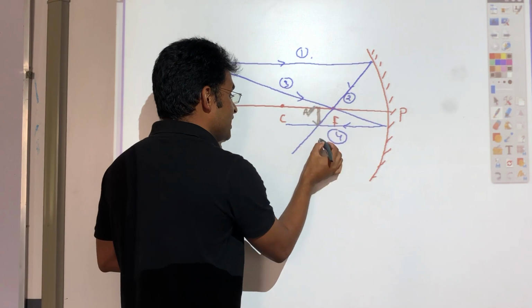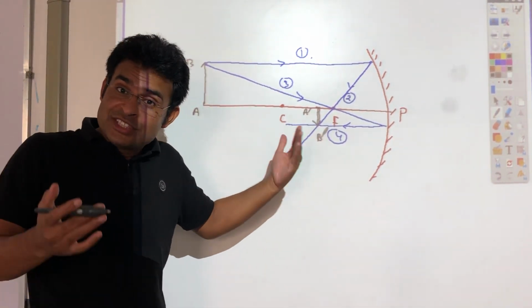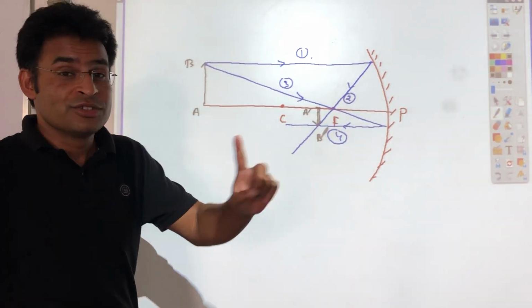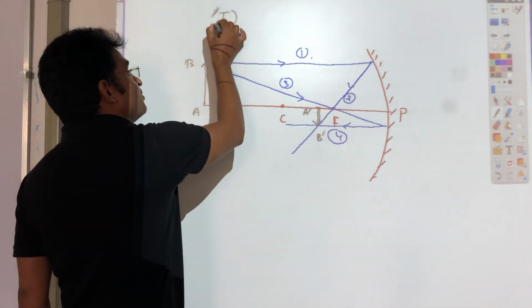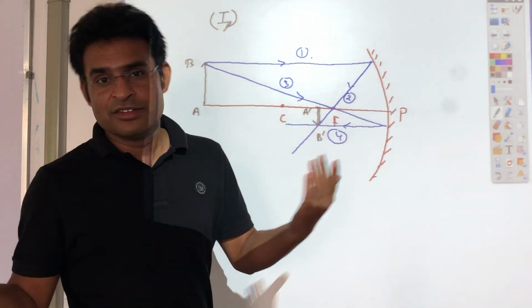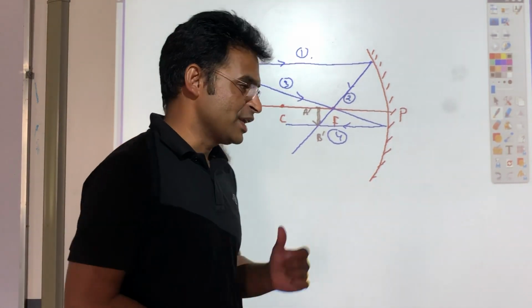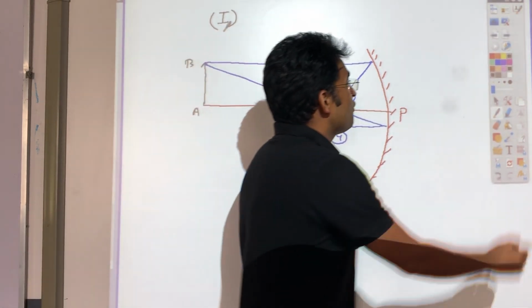Let's say this one is A dash, B dash. It means if the object is before the center, the image will form between the center and the focus. So this is the first image formation using those 4 sets of rules. If you use those 4 sets of rules, you can find the image. Okay, let's go for the second one.